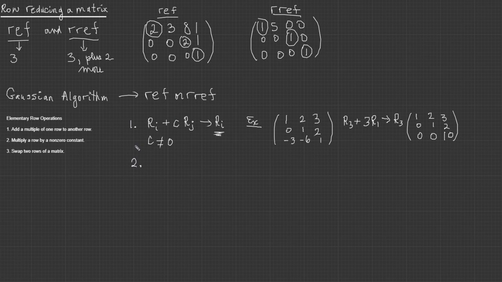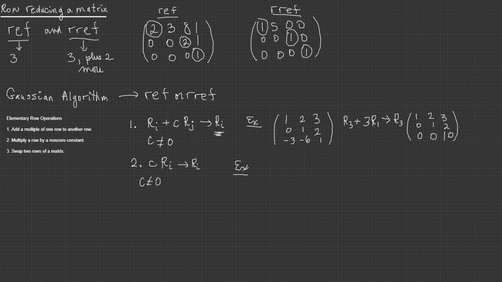So the next one is we can multiply a row by a non-zero constant. So the way that looks in notation is we have a non-zero constant c, and we multiply that by a row, say row i, and then we put that result back into that row. So notice in this case we're actually going to be changing row i.